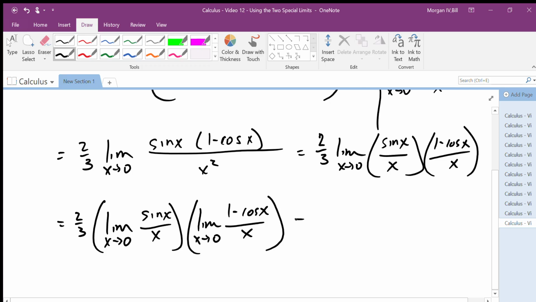And from our special limits, we see that this is 2/3 times the limit as x goes to 0 of sine of x over x. We learned that that's 1. And the limit as x goes to 0 of 1 minus the cosine of x over x, we know that that's 0. And 2/3 times 1 times 0 is just 0.